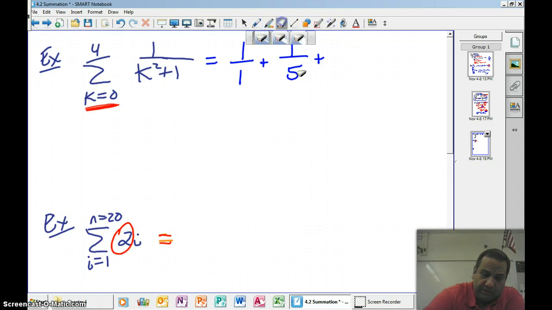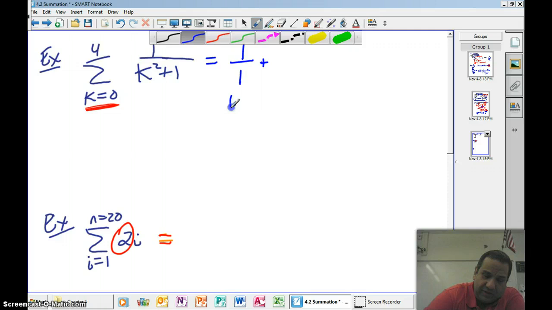oh, I'm sorry, I missed one. When k is 0, this is when k is 0. And when k is 1, it's 1 over 2. So when it's 1, it's 1 over 2. When it's 2, I don't know why, I don't know how to count today, it's ridiculous, 1 over 5.